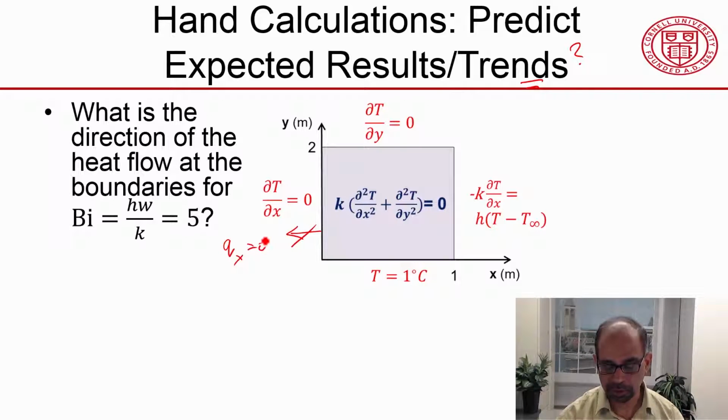Using that clue, you can work out whether you can have heat flow in the tangential direction and the normal direction at each of these boundaries. And you can confirm your hypothesis from what you get in ANSYS. So at this point, you might want to pause the video and sketch that out on a piece of paper.